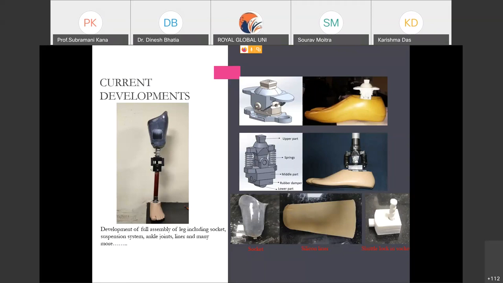Now we have designed a dynamic foot so that when a person is walking on an uneven surface, he is also able to walk without losing his balance. Then the socket, silicone liner and shuttle lock, so that we can ensure he will not use any socket layer, so that the patient's comfort can be improved.